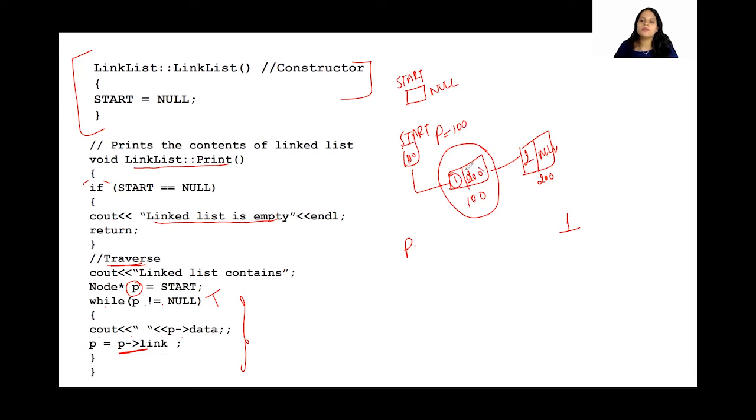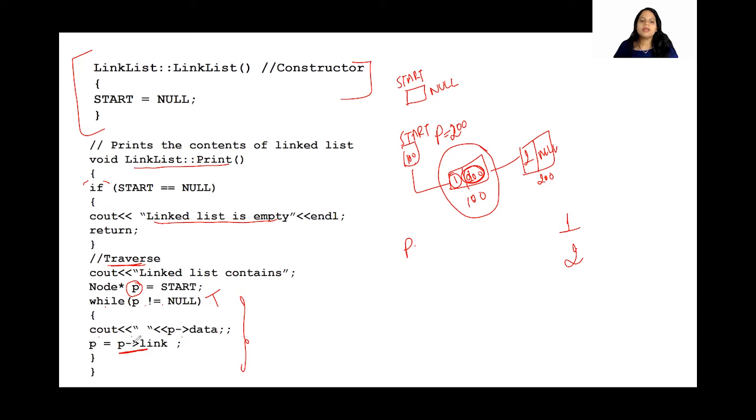Now I'm going to say P is going to become whatever is there in P link. So this is going to become 200. Okay. So again, I'm going to come back. I'm going to say while P is not equal to null, is P null? No, it is not null. Again, this is going to become true. Now I'm going to say cout P data. So what is 200? 200's data is 2. So 2 is going to get printed.